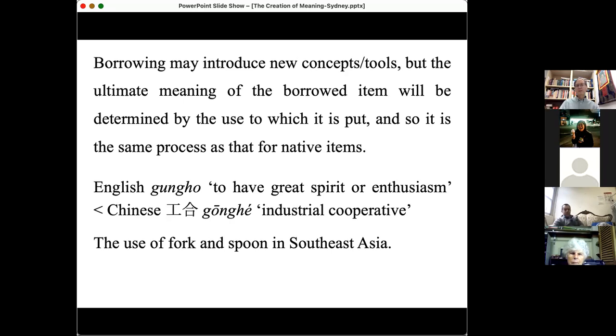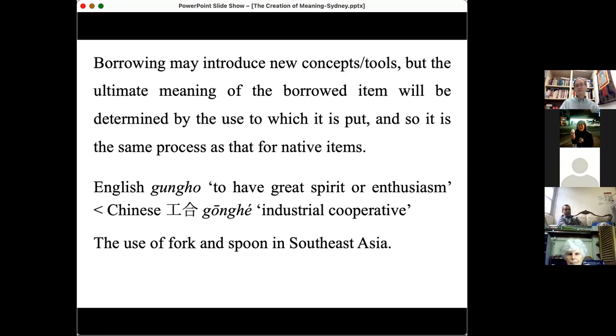So we have words in English like gung ho, which means to have great spirit or enthusiasm. It actually comes from the word gonghe in Chinese, which means industrial cooperative. And so it's very hard to see the link between the two, but it doesn't matter because once we borrowed the word gung ho, it's ours. We can do whatever we want with it.